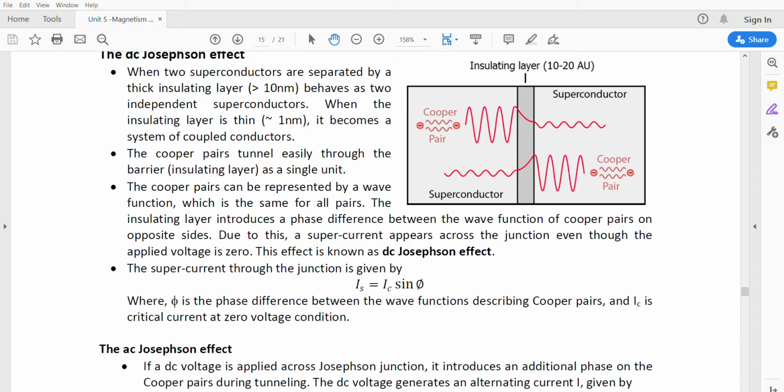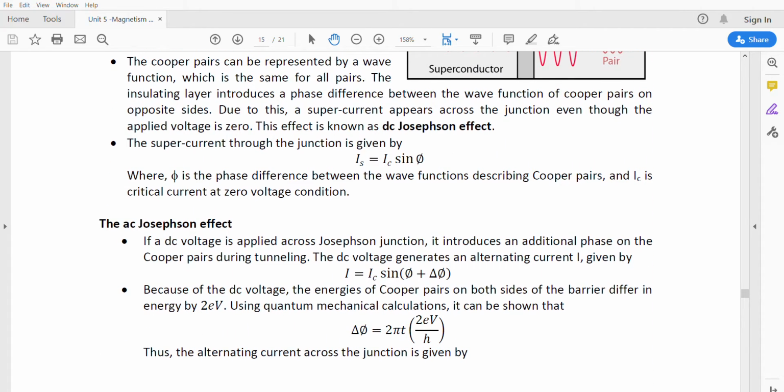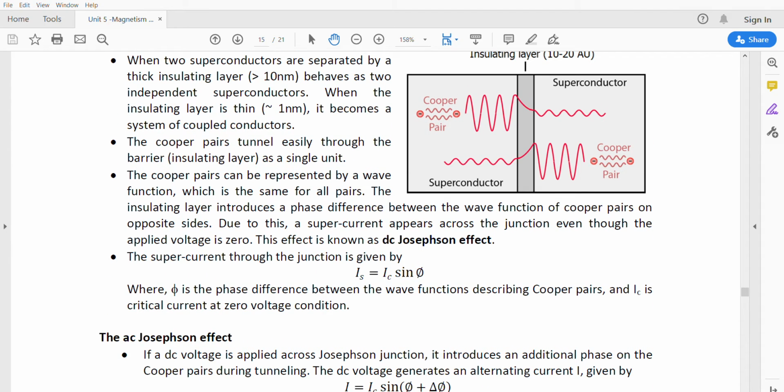The DC voltage is applied across the Josephson junction. It introduces an additional phase on the Cooper pairs during tunneling. We already know that a phase difference is introduced when the Cooper pairs travel from one superconductor to another, and the wave has a phase difference compared to the first superconductor and the second one. Here also we are supplying the DC voltage to this arrangement.